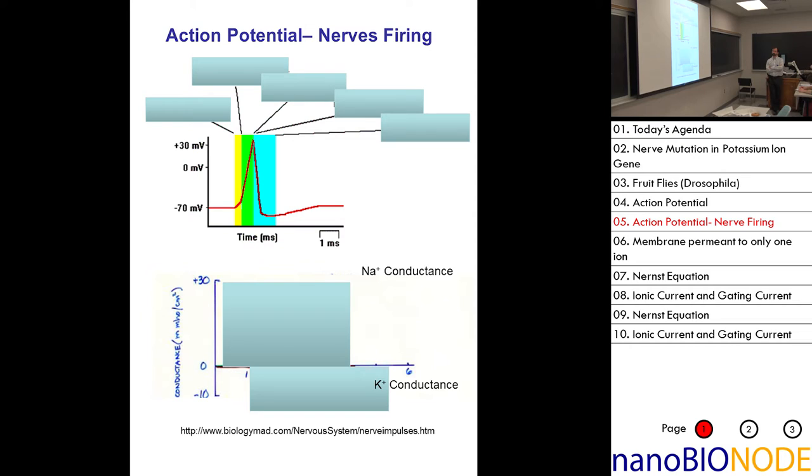And here we have more potassium flowing in, and I guess overflowing in. But at this point, we're coming back to the resting membrane potential, so potassium channels have to close. Does that make sense? Okay.